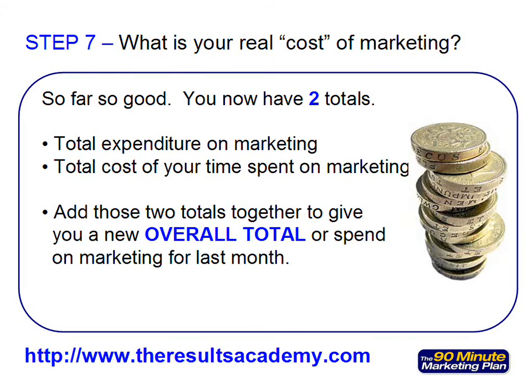So far, so good. You now have 2 totals: total expenditure on marketing and the total cost of your time or another team member's time spent on marketing. Add these 2 totals together to give you a new overall total or spend on marketing for last month.